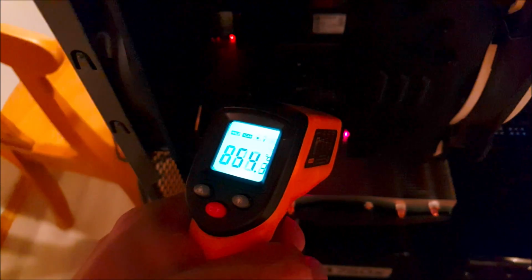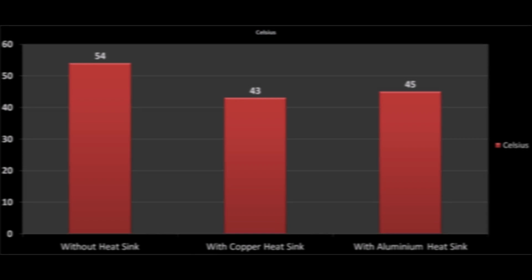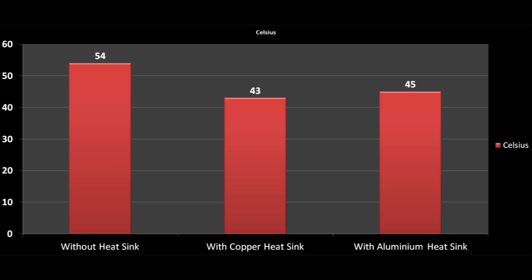And this is a little graph showing what the temperatures look like without the heat sink, and with the copper heat sink, that's 43 degrees Celsius, and 45 degrees Celsius with the aluminum heat sinks. The temperature difference between copper and aluminum here is nothing to lose your mind over, but hey, I'll let you guys decide on that one.